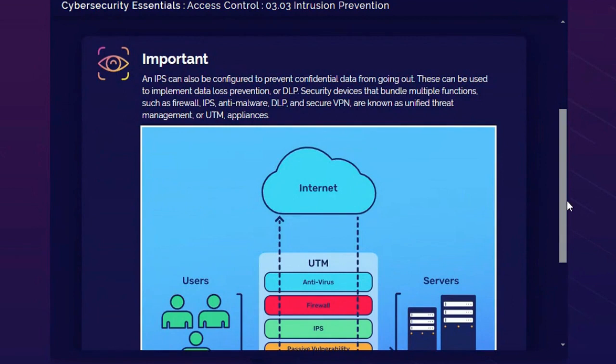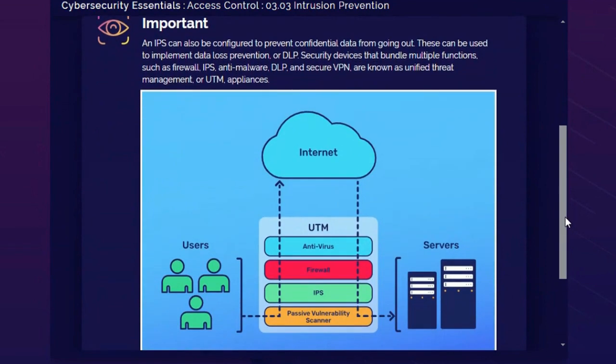All right, important. An IPS can also be configured to prevent confidential data from going out. Maybe you've got someone in your company that's not happy with the company and they're trying to send out secrets. So it can also stop that from happening. These can be used to implement data loss prevention, right? DLP, data loss prevention. Security devices that bundle multiple functions like a firewall, an IPS, anti-malware, data loss prevention, and secure VPN are known as unified threat management. Tries to do a little of everything, UTM appliances.